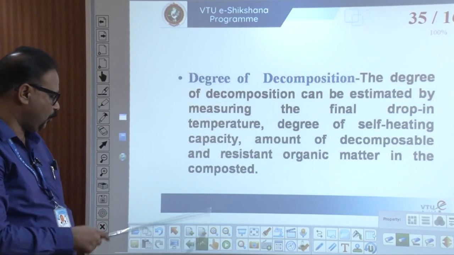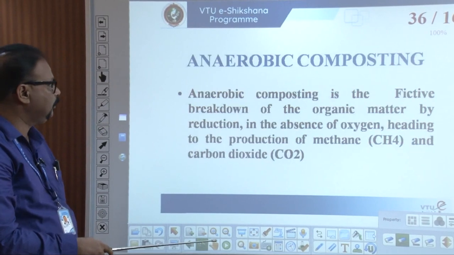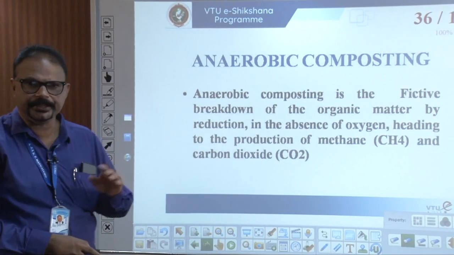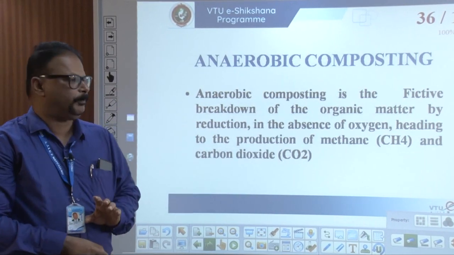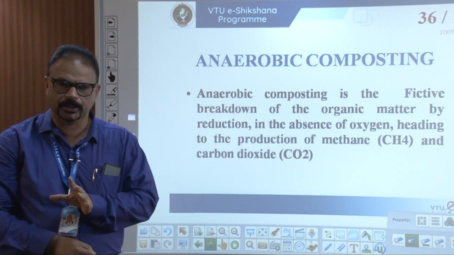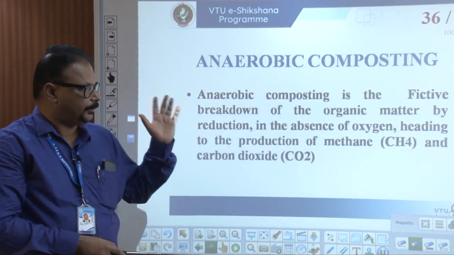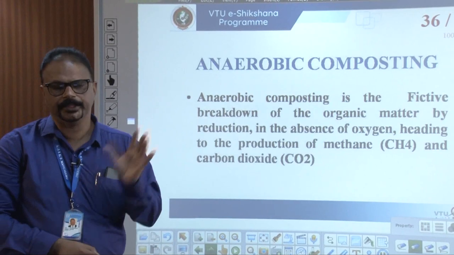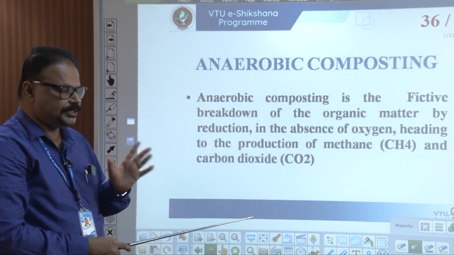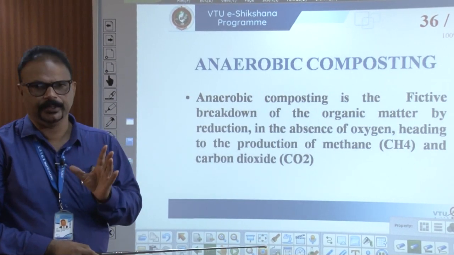Next we go for another design criteria. We have completed aerobic composting, all the process, and the points to be remembered and design considerations.